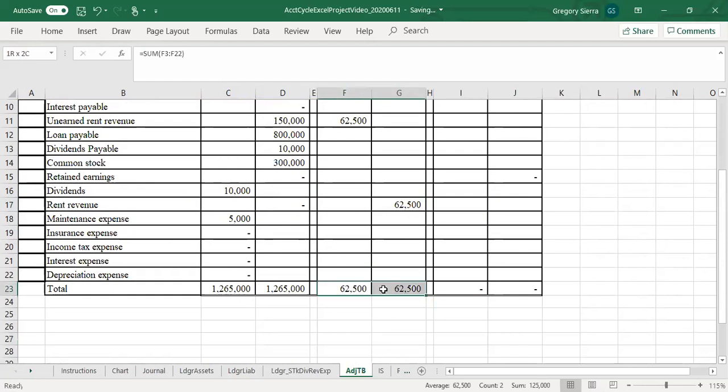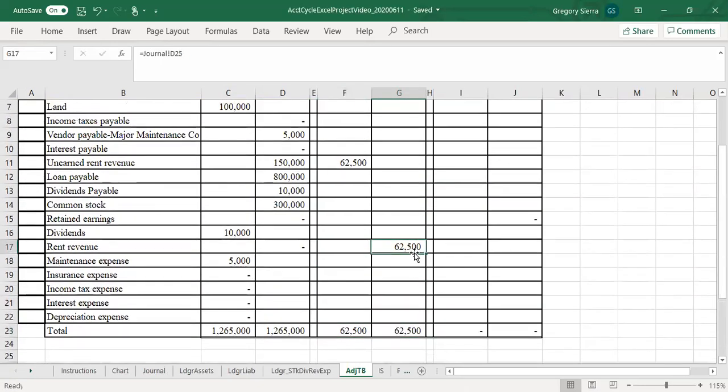Now, if it's not the same number, it's definitely incorrect, not the same balance. But you could have equal balances, but two offsetting errors. So if I messed up and put 22500, well, these equal, but I just did what's called a fat fingers error, just hit the wrong number.